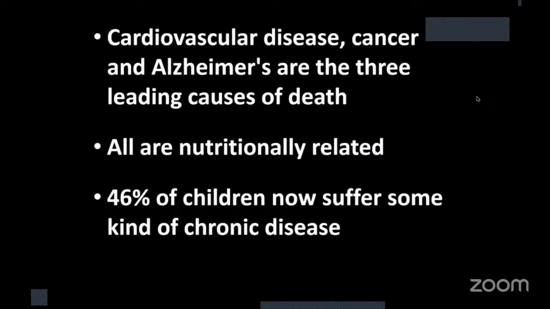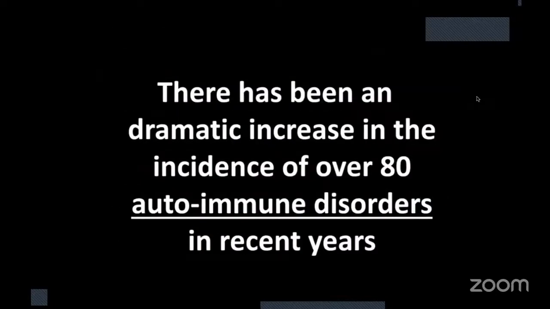Cardiovascular disease, cancer and Alzheimer's are the three leading causes of death in this country, and all are nutritionally related. All can be reversed with a change in the diet. 46% of children in the United States now suffer some kind of chronic disease, and those of you who have children or grandchildren will understand exactly what I'm talking about. The childhood illnesses are scary, and they are increasing exponentially. They're not infectious diseases. They're all to do with the food.